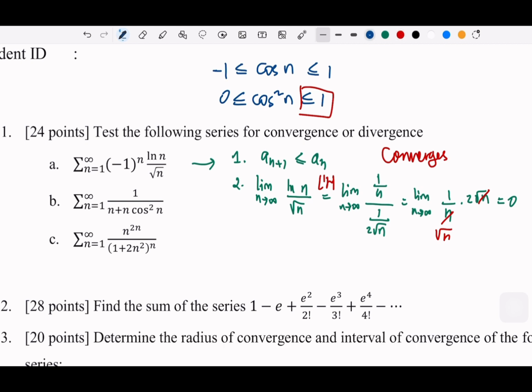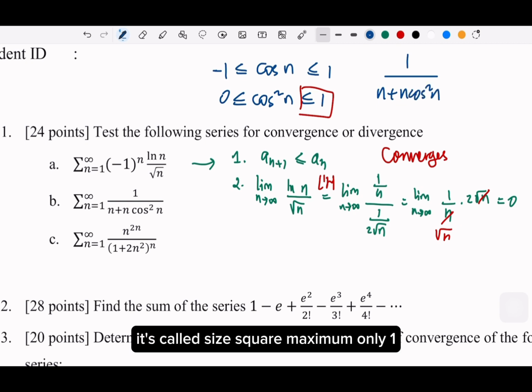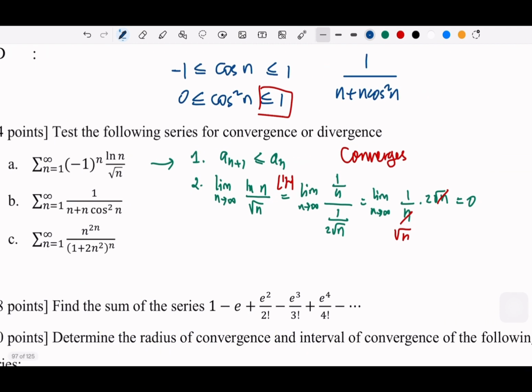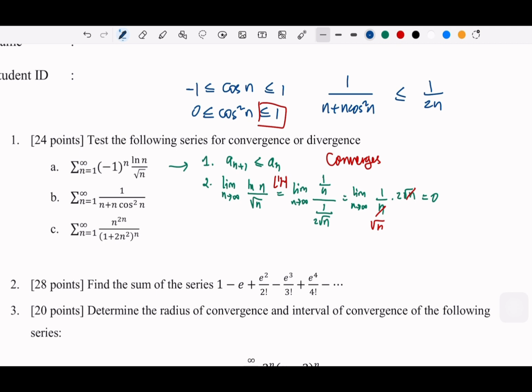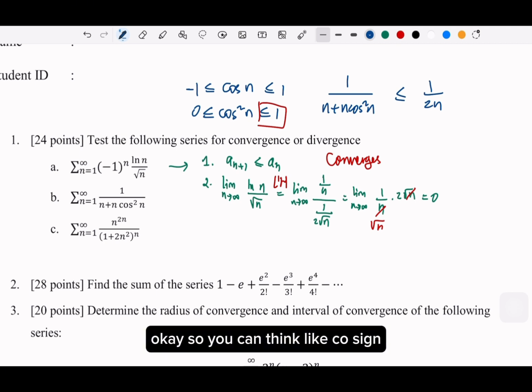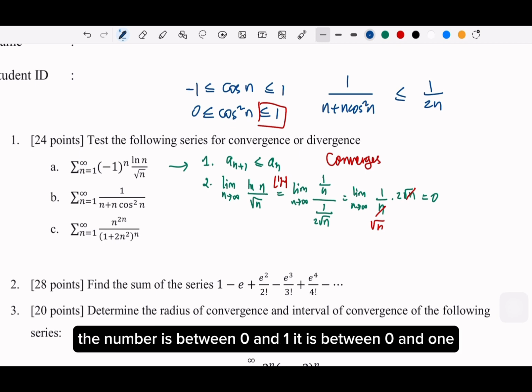So if we have this, cosine squared, the maximum is only 1. So it should be less, at least less than or equal to this, right? So you can think of cosine squared as a number between 0 and 1. It's between 0 and 1.